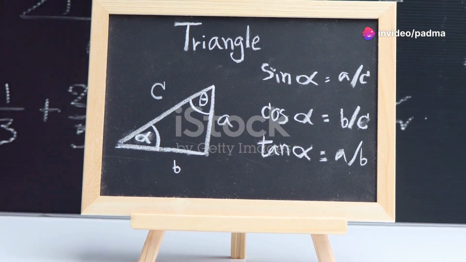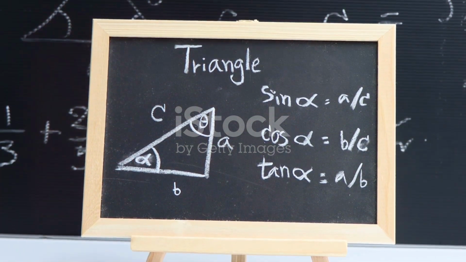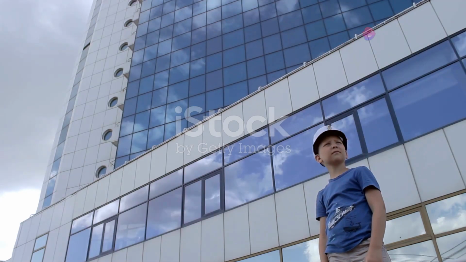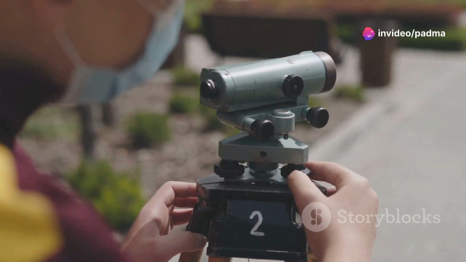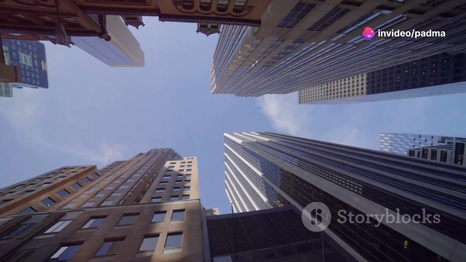Section 7. Solving problems with trigonometry. The case of the tall building. Let's try another problem. Imagine you're standing 100 meters away from a tall building. You measure the angle of elevation to the top of the building to be 60 degrees. What is the height of the building?